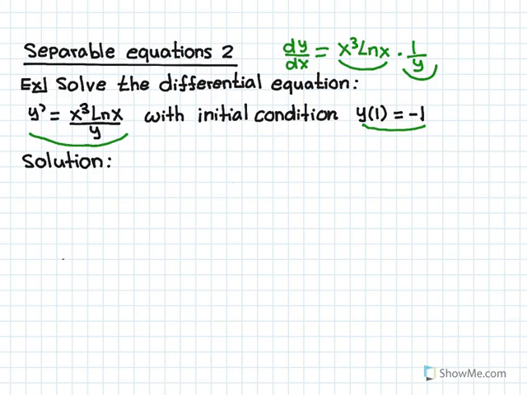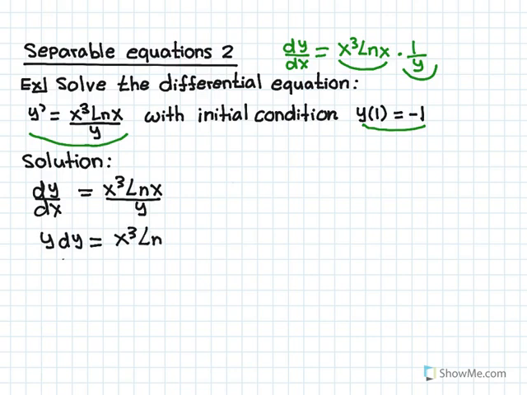So let's do the calculations. dy dx is equal to x cubed log x divided by y. Now let's cross multiply so we can separate out the variables. So we get y dy on the left hand side. On the right hand side, we get x cubed log x dx. We have now separated the variables, so now we can carry out the integration.